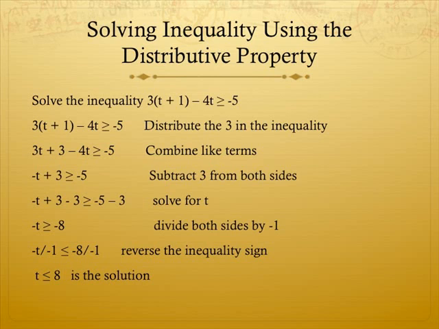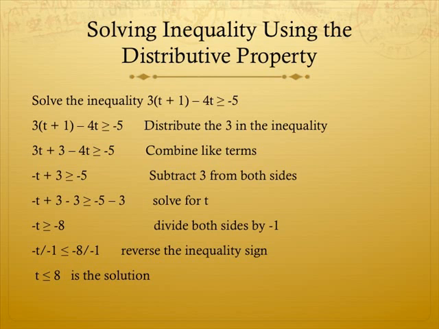Let's solve a more complicated problem. Solving by distributive property is a little bit more complicated, so we want to solve the inequality 3 times the quantity of t plus 1 minus 4t is greater than or equal to negative 5. We want to distribute through the 3 in the inequality. Doing that, we get 3t plus 3 minus 4t is greater than or equal to negative 5.